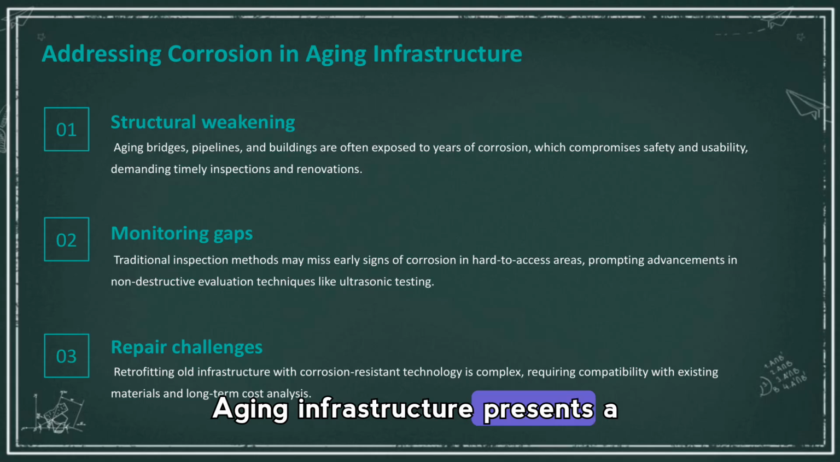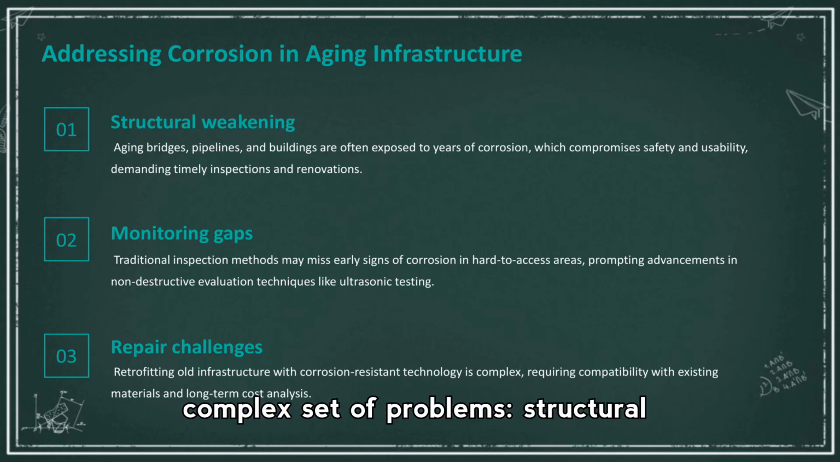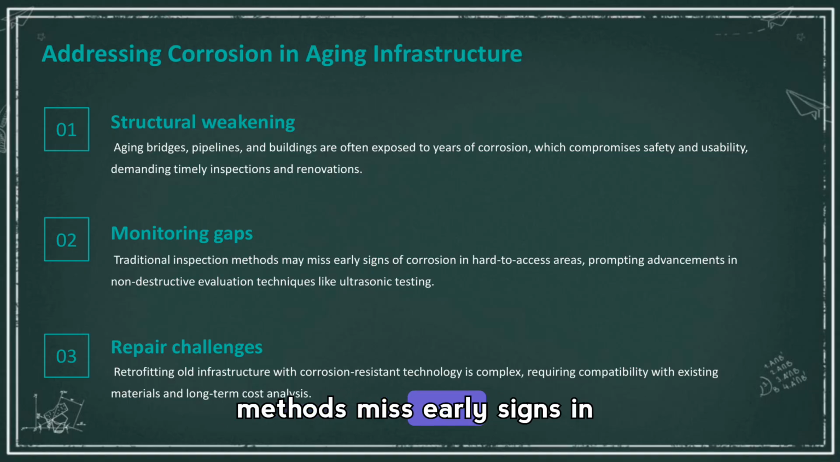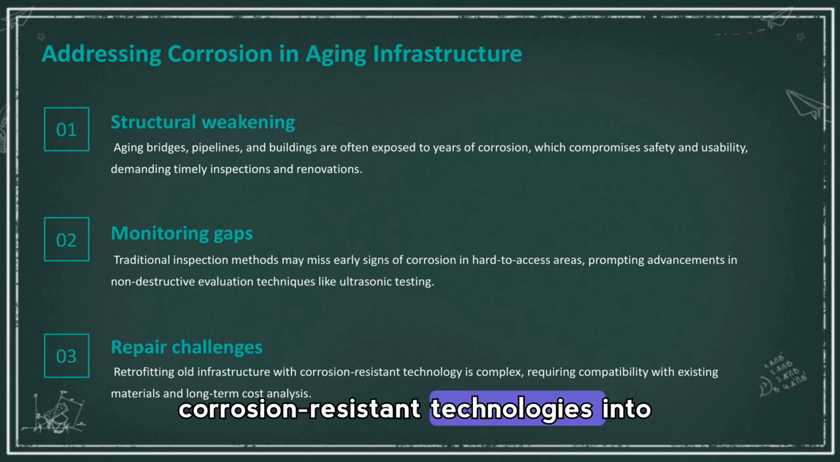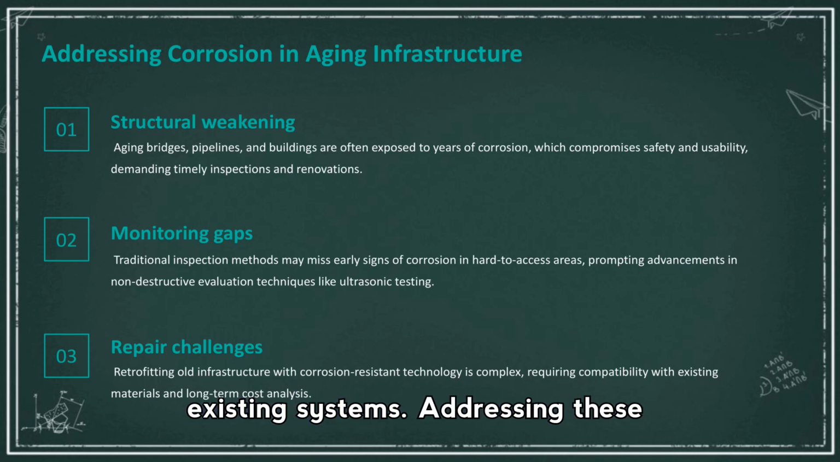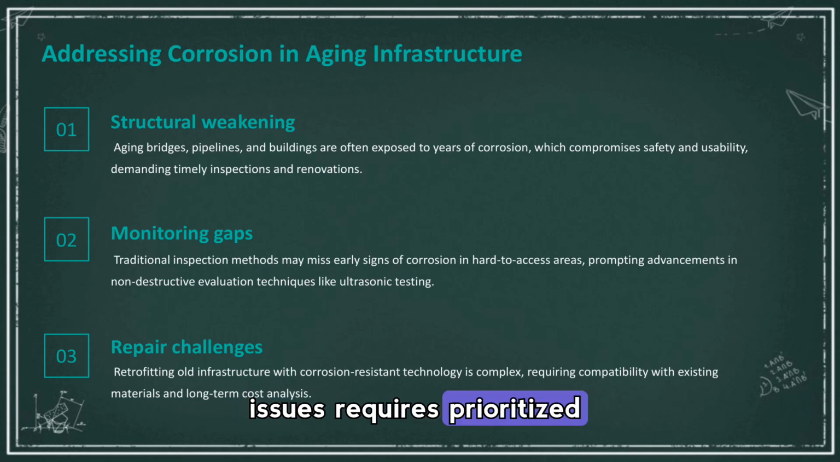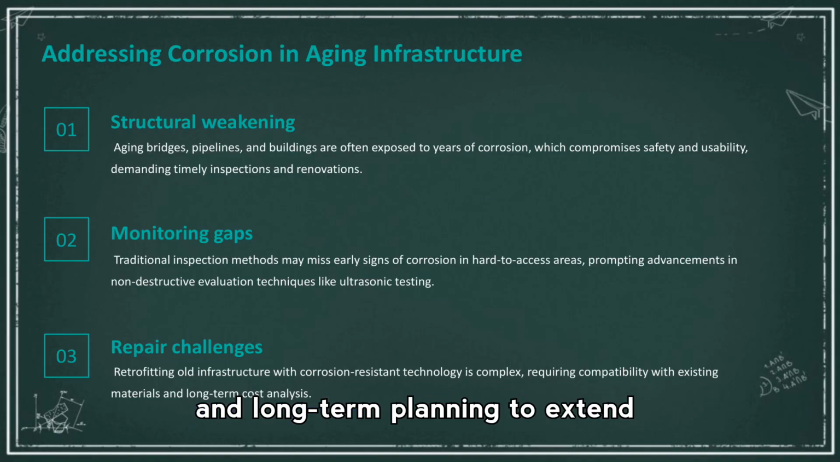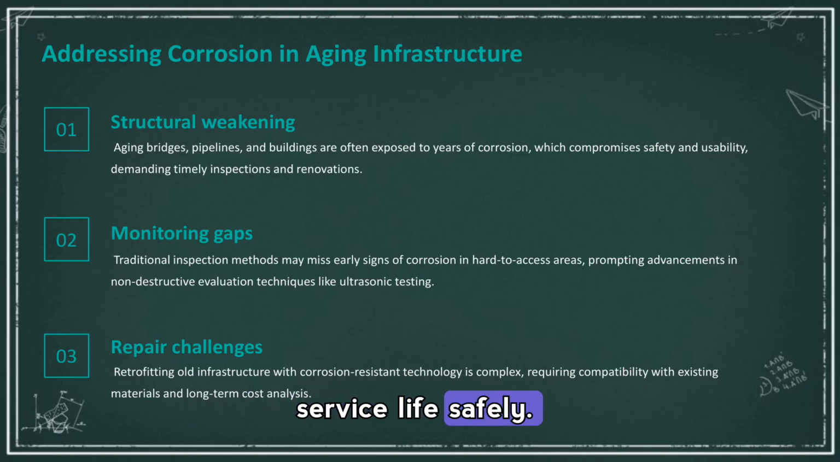Aging infrastructure presents a complex set of problems. Structural weakening from years of corrosion, inspection gaps where traditional methods miss early signs in hard-to-reach areas, and repair challenges when retrofitting corrosion-resistant technologies into existing systems. Addressing these issues requires prioritized inspections, cost-effective retrofits, and long-term planning to extend service life safely.